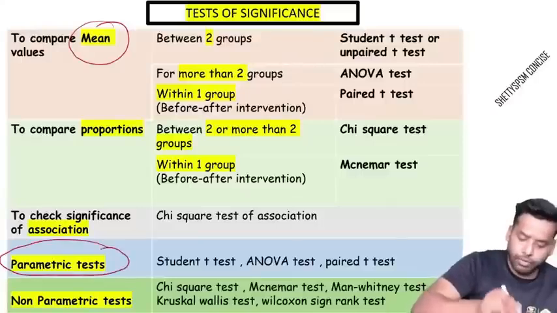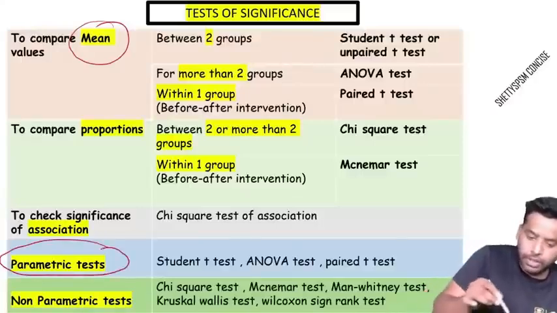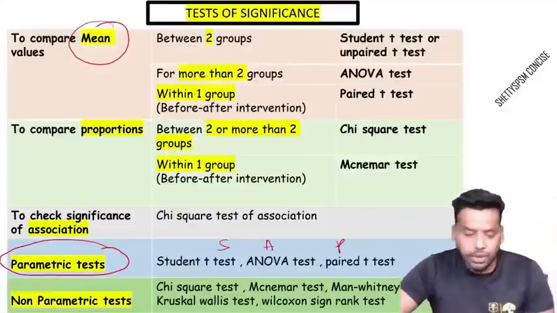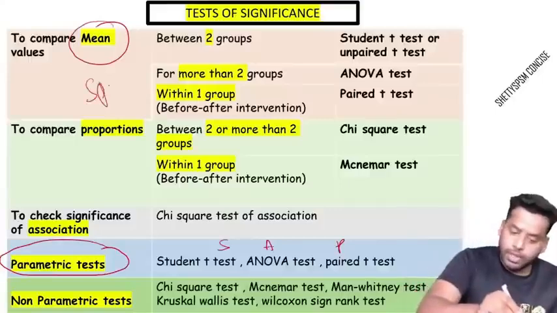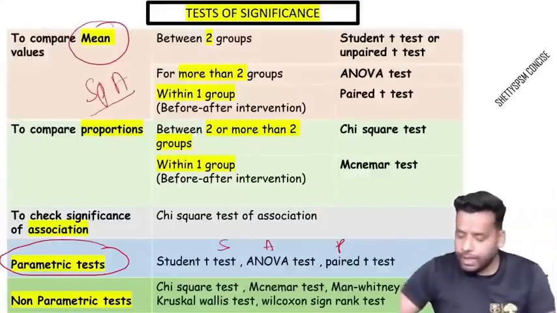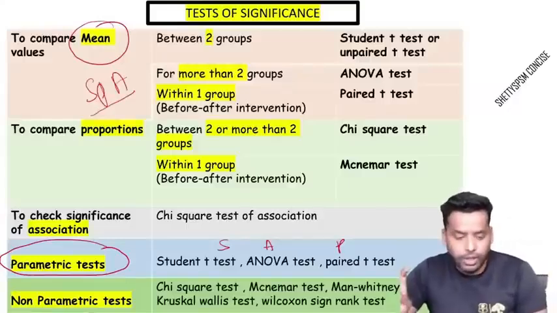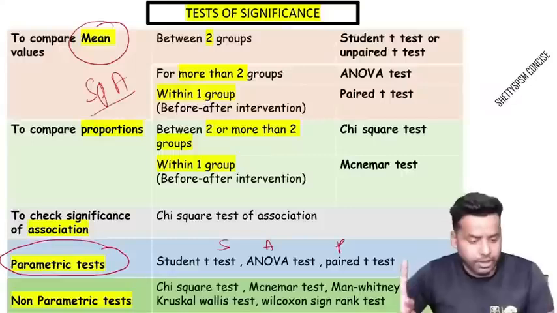Now tell me, to compare mean, we are using parametric test. Tell me the mnemonic for a parametric test. Tell me three words. SPA. S-P-A. Student t-test, paired t-test, ANOVA test.